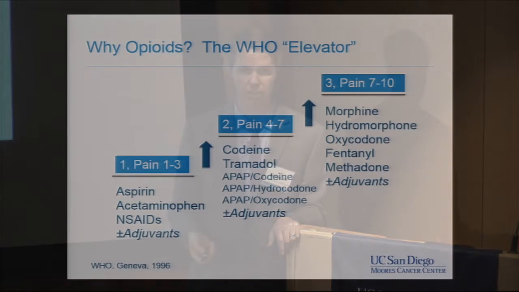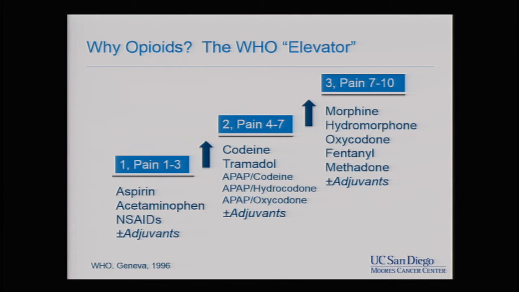So the WHO has this, all of us are taught in medical school about the WHO ladder for pain and how we approach pain. And we divide reported pain into low, moderate, or severe. Low being a reported pain of 1 to 3, moderate 4 to 7, and severe 7 to 10. I don't like the ladder for multiple reasons. And I like to point this out to people.